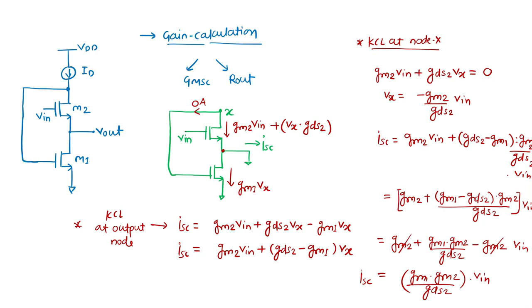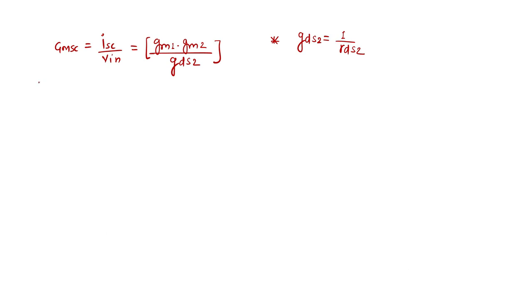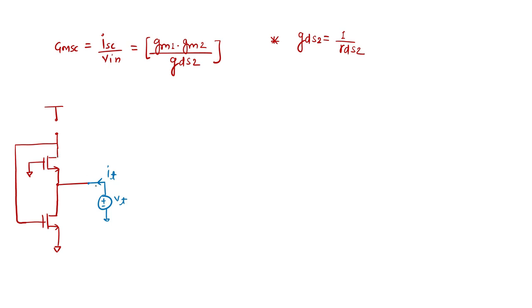So now we'll calculate the Rout. This is the short circuit transconductance we calculated. Now we will see how to calculate Rout. Again, open it, this is shorted, this is coming from here. So we'll apply a test source and see what is the best possible analysis, IT. Again we'll put two KCLs, one KCL at this output node and the other KCL at this X node.